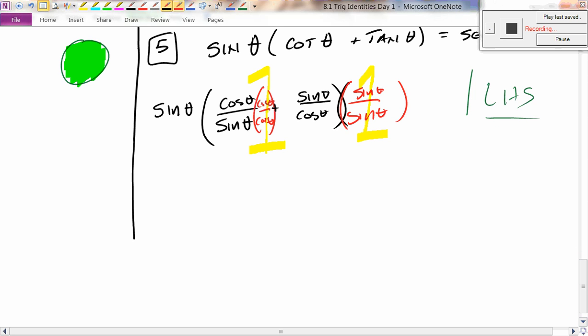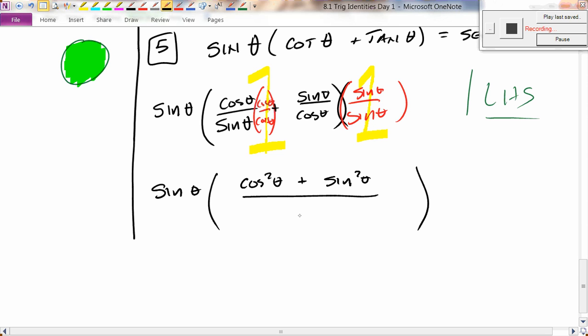All right, team. Here we go. I got sine theta on the outside. Help me out. What's cosine times cosine? Cosine squared theta. What's sine times sine? Sine squared theta. All divided by what? What's the common denominator? Sine theta times cosine theta. The common denominator, right?